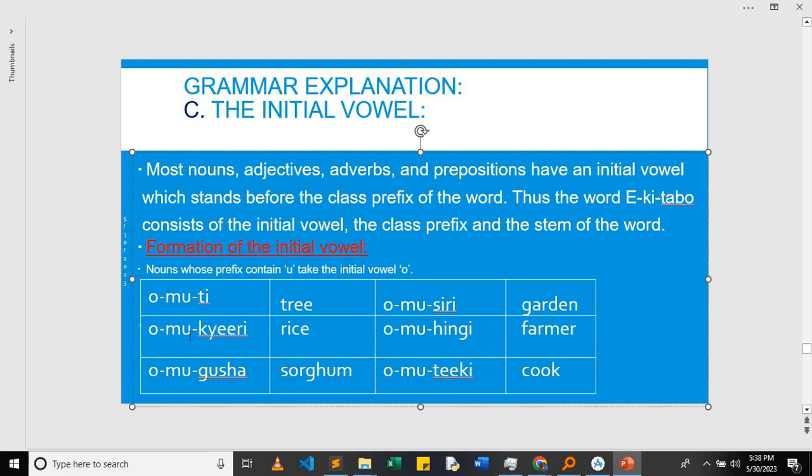And then we have omucheri. Omucheri. I think this makes pronunciation simpler now. Omugusha. Omusiri. Omusiri. Omuhinji. Omutechi. So, omugusha? Omugusha is sorghum.